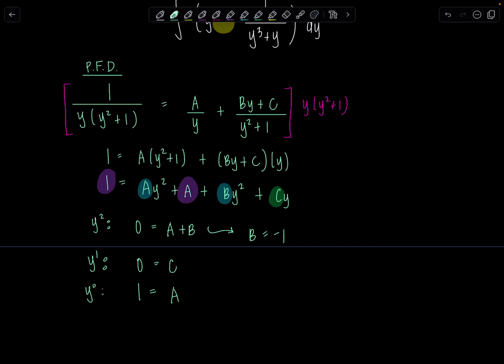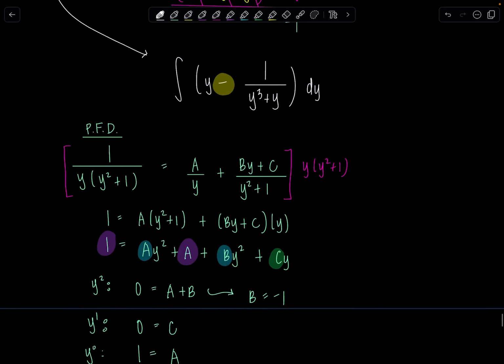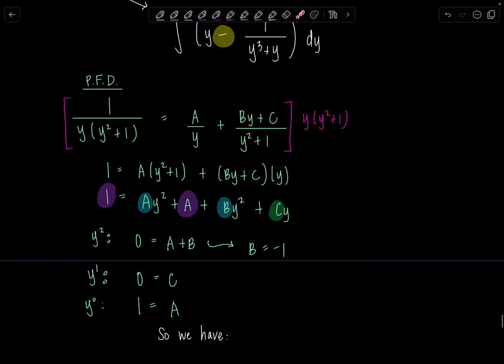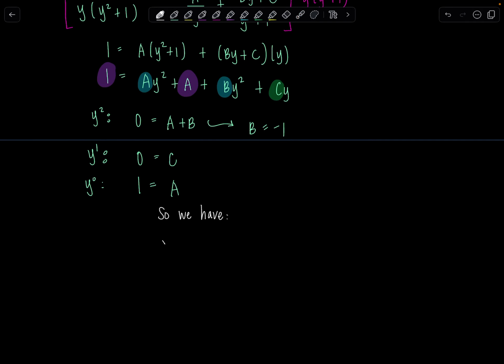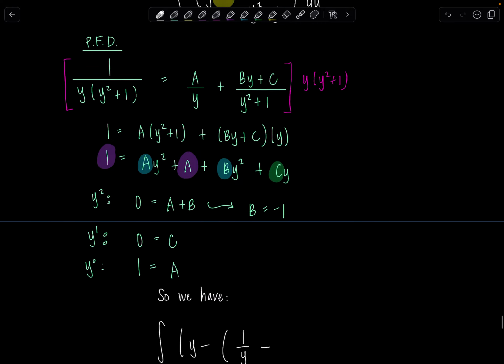Beautiful. So now we can go back, rewrite our integral. So we have, and remember there was that negative, thank you guys for reminding me, minus, which I'll have to distribute. Okay, so we've got integral y minus a over y minus, I put minus because b was -1.